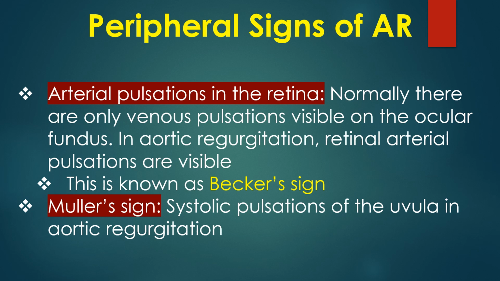Arterial pulsations in the retina. Normally there are only venous pulsations visible on the ocular fundus. In aortic regurgitation, retinal arterial pulsations are visible. This is known as Becker's sign.